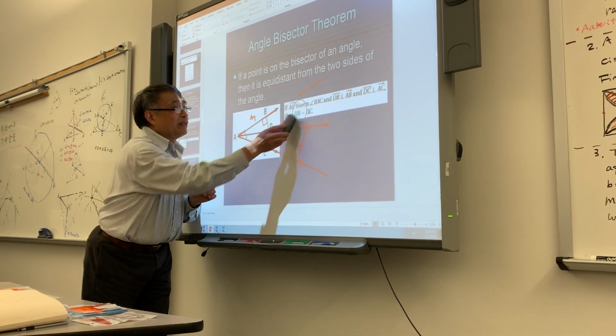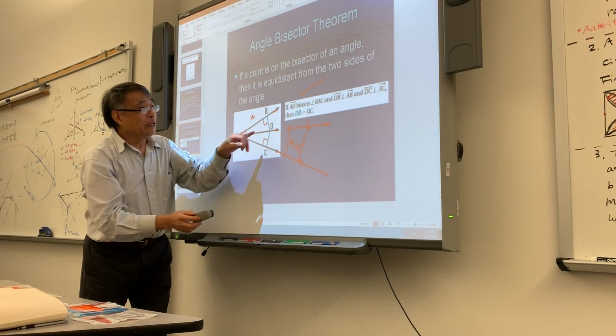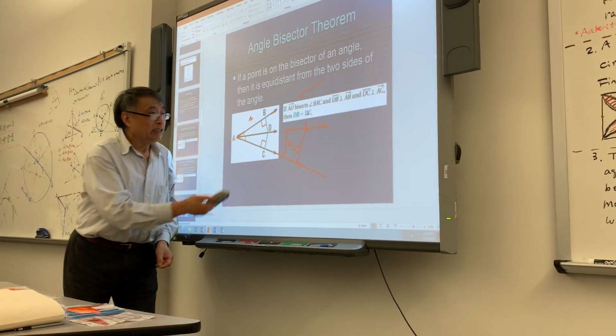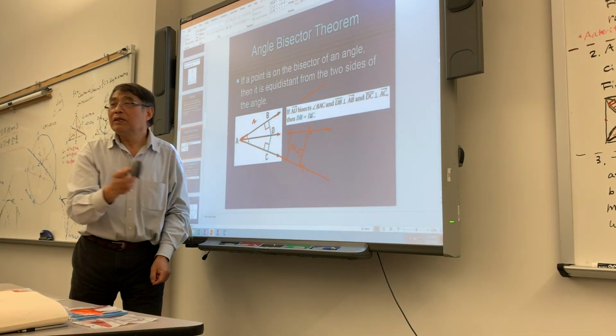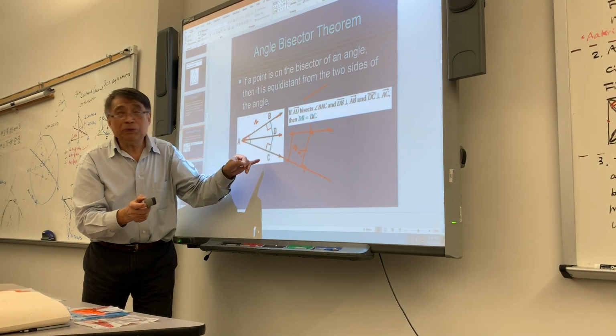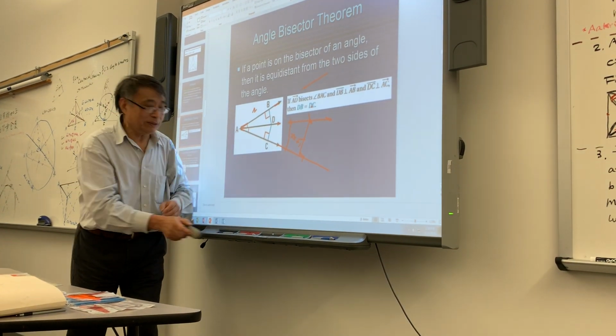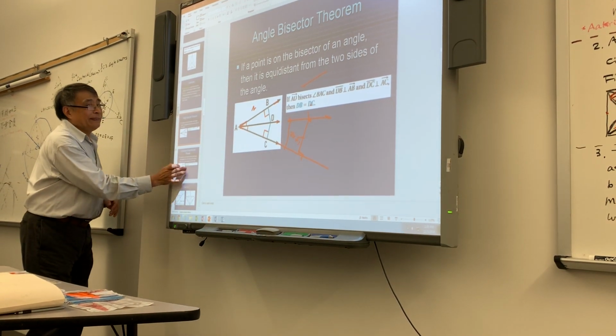Without this mark, BD and BC are not congruent. Is that clear? Because this mark makes BD and DC the distance. Without this mark, it is not the distance. Good.